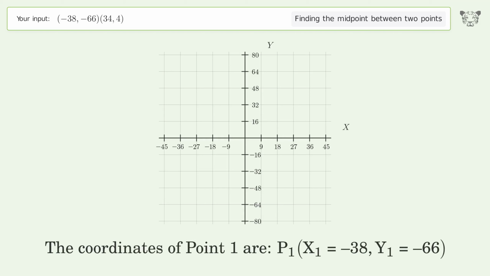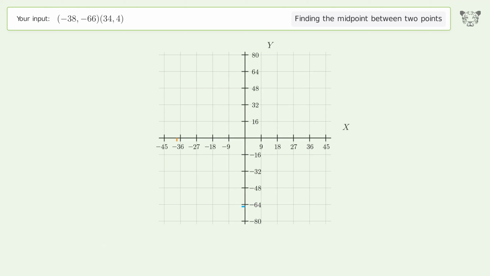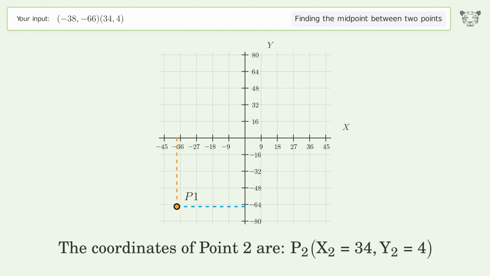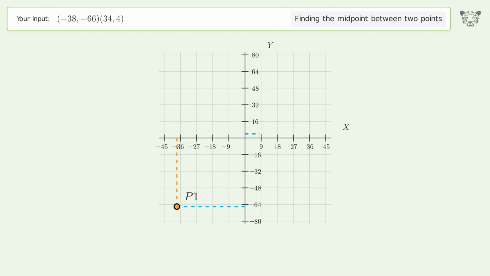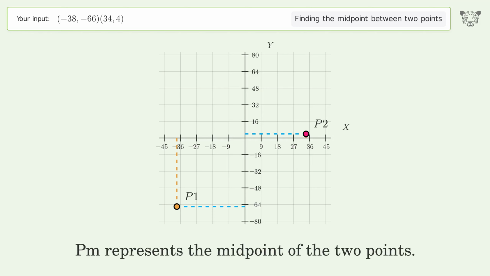The coordinates of point 1 are x1 equals -38, y1 equals -66. The coordinates of point 2 are x2 equals 34, y2 equals 4. PM represents the midpoint of the 2 points.